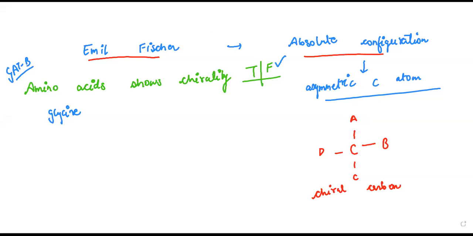No, no. This is the general statement. We can't leave exceptions here. We know glycine is achiral. So this statement is false.